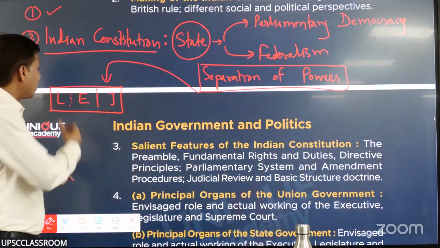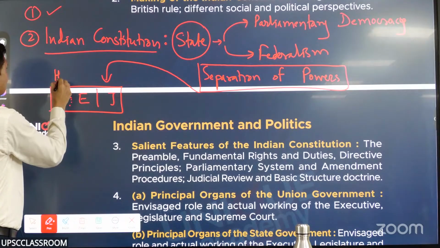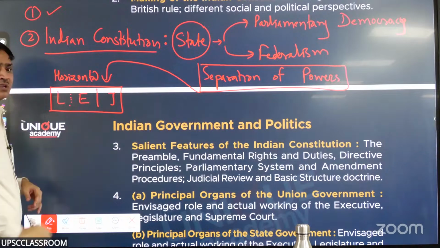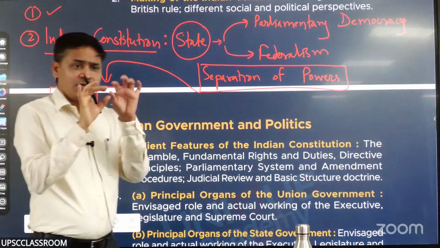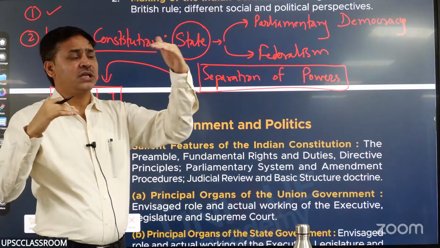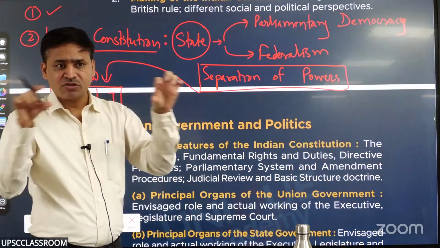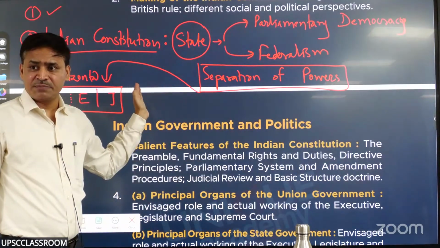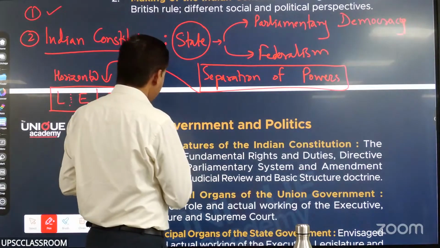And this is called as what kind of separation of power? Horizontal. ये क्या टाइप का सेपरेशन ऑफ पावर है? हॉरिजॉन्टल, यानी कि तीनों ब्रांचेस एक ही लेवल पे हमने बिठाई हैं। ऐसा नहीं कि ये इधर है, ये इधर है, ये इधर है। हॉरिजॉन्टल at the same level. So this is one aspect of the Indian scheme of separation of power. दूसरा क्या है?